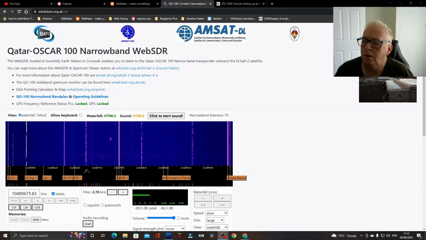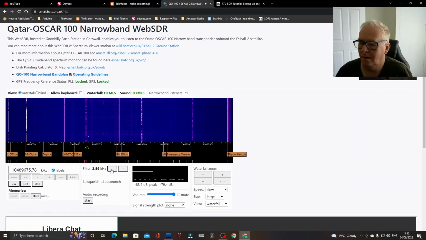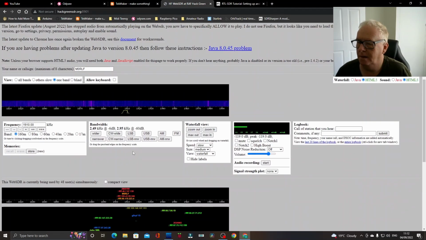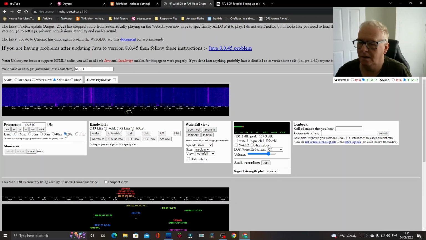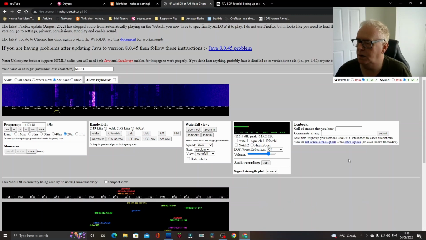And we've talked before about using WebSDR. And here, for instance, I've just tried a couple of WebSDRs. Okay, so the sound's a bit off on that one. When I tried it on Hat Green, I wasn't getting any sound. So yeah, no sound on Hat Green.